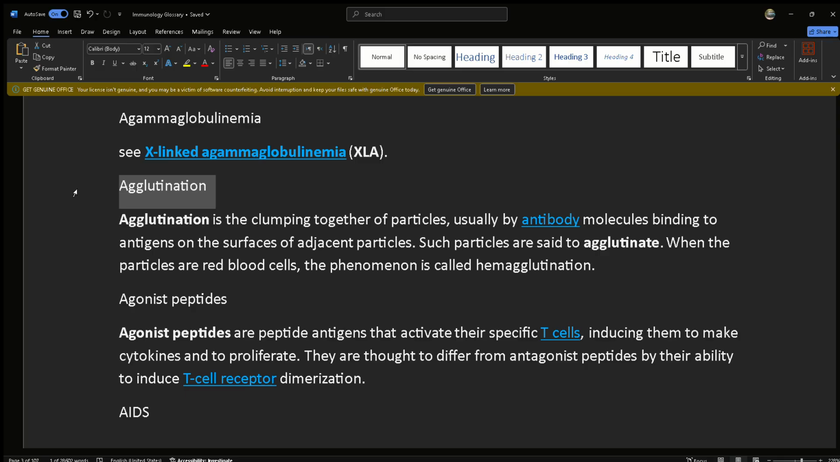So agglutination is the process in which soluble antibodies help to link antigens that are bound on the specific cells. The antibodies are free and the antigens are surface bound, maybe on bead particles or red blood cells. So here they say that when the particles are red blood cells, the phenomenon is called hemagglutination.